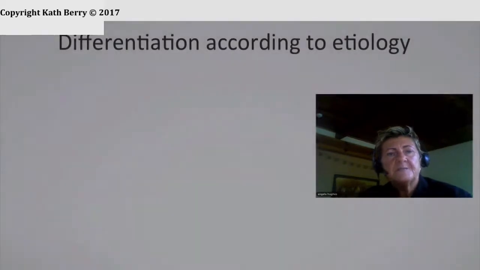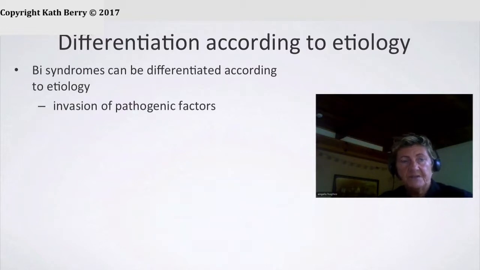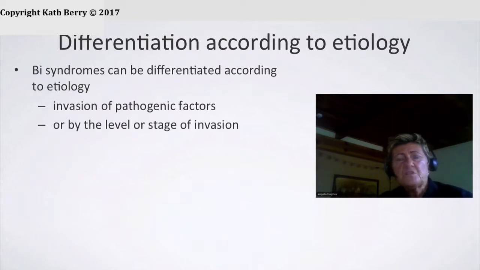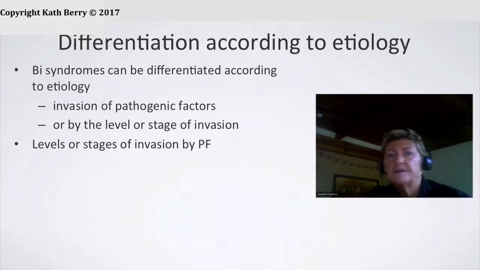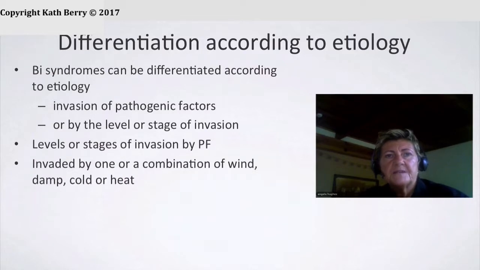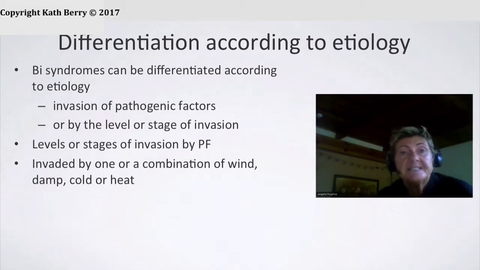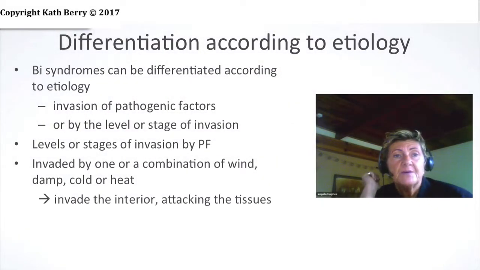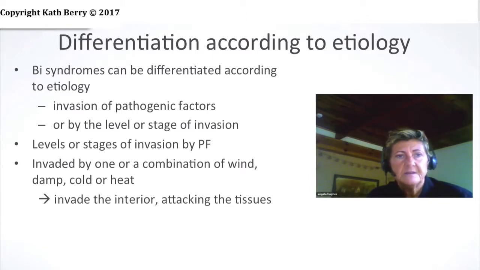Bi syndromes can be differentiated either according to etiology, like the invasion of the pathogenic factors, or by the level or stage of invasion. So in other words, where in the body the pathogenic factors have settled. We're going to talk more about the pathogenic factors in more detail in a minute, but I just wanted to talk briefly about the different levels or stages of invasion. So when the body's been invaded by one, or in most cases, a combination of wind, damp, cold, or wind, damp, and heat, if the pathogenic factors are not expelled, they can invade to the interior, attacking the tissues initially and then possibly their associated organs.